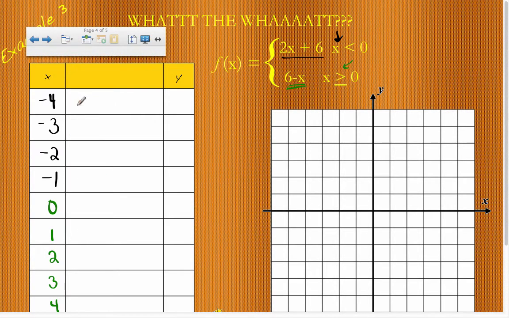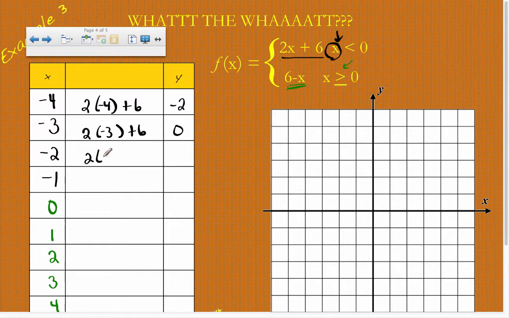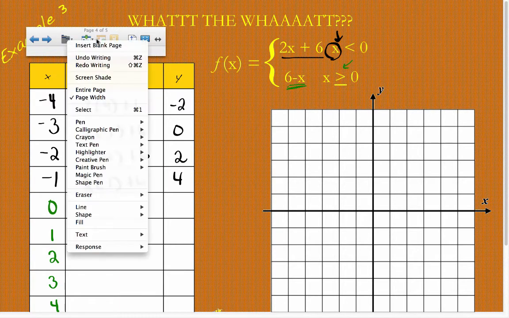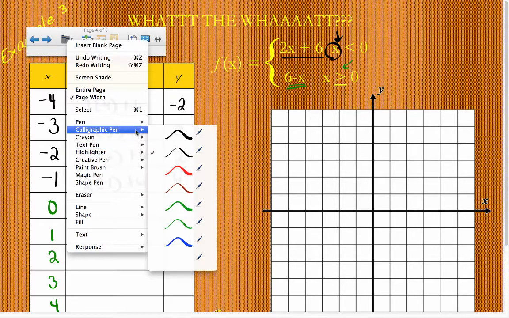All right, so if I put a -4 in, that's indeed less than 0. So they want me to double -4 and add 6. Gets me -8. I'm going to double -3 and add 6. Gets me 0. I'm going to double -2 and add 6. Gets me 2. I'm going to double -1 and add 6. That gets me 4.